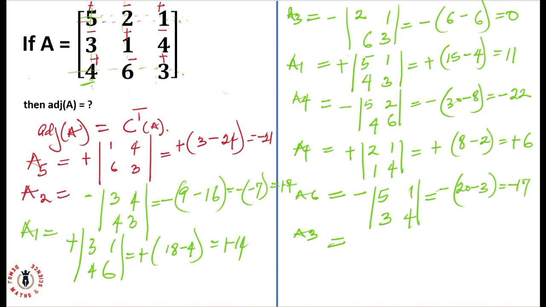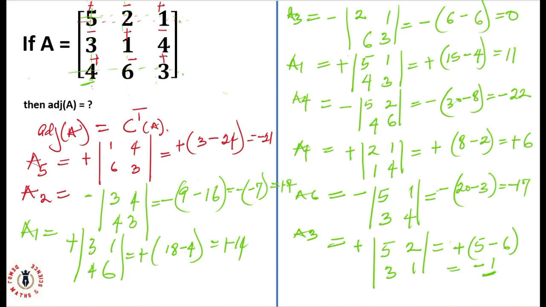Then I'll pick A3. A3 is the last element, that's plus, and that's 5, 2, 3, and 1. So this equals plus 5 minus 6, which is the same thing as minus 1.